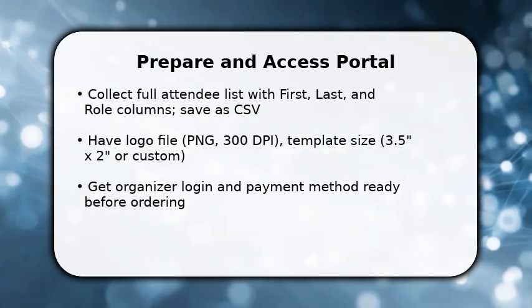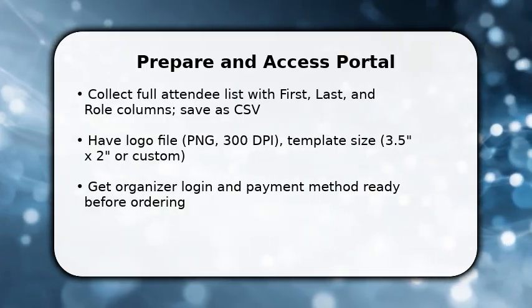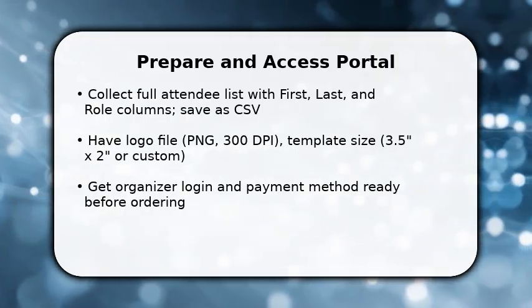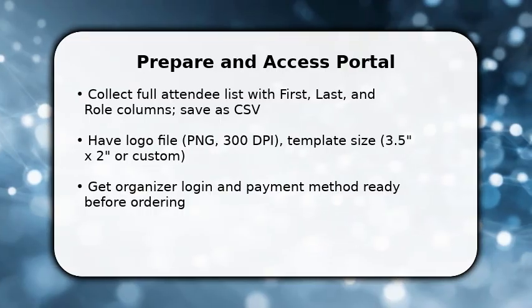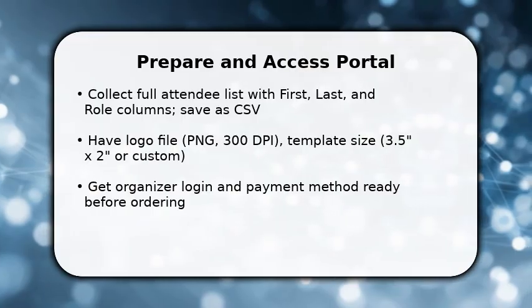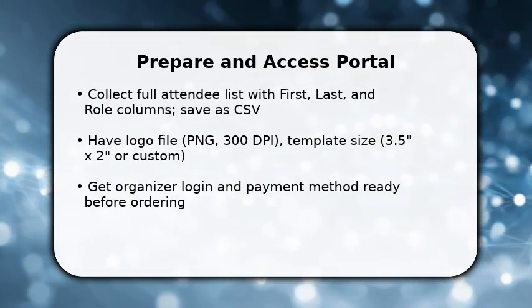You start by assembling the essentials so you can act immediately. Gather the attendee CSV with first and last names plus role. Save as UTF-8 CSV so characters don't break. Once done, locate the official event ordering portal and log in with organizer credentials. This is the only way to get standardized name tags.